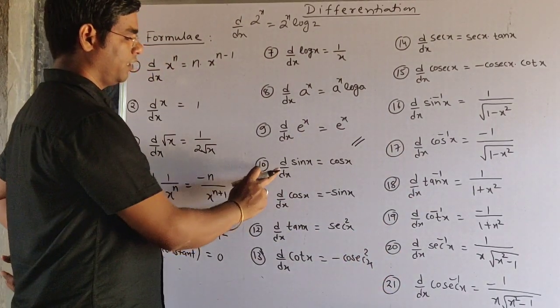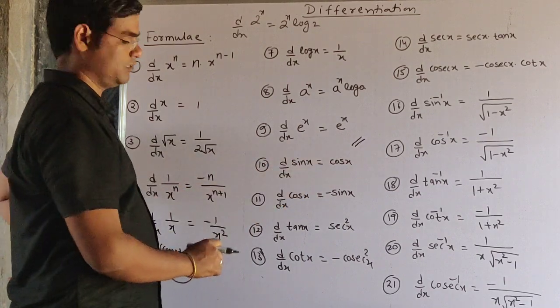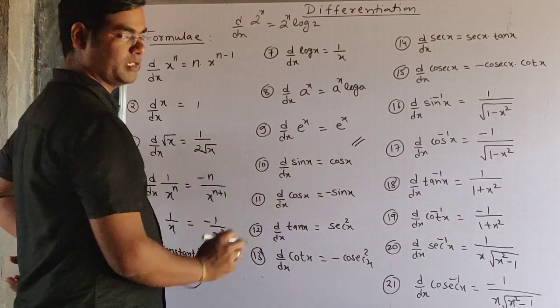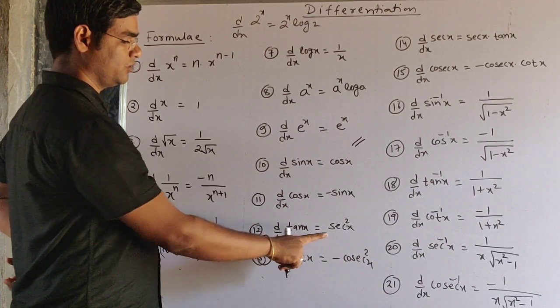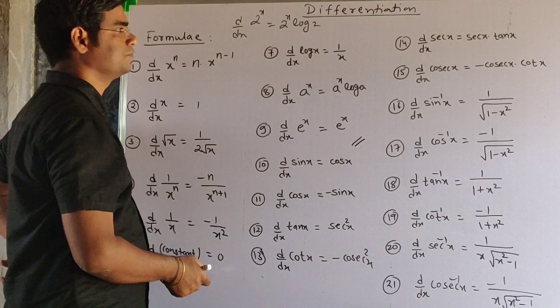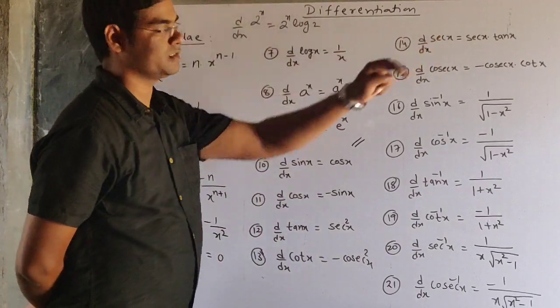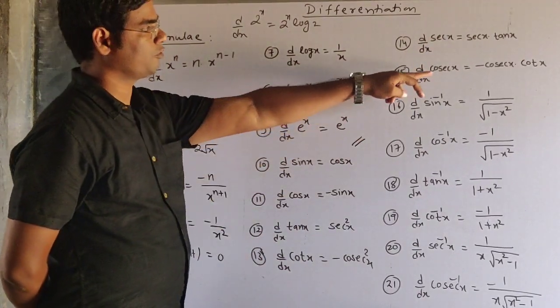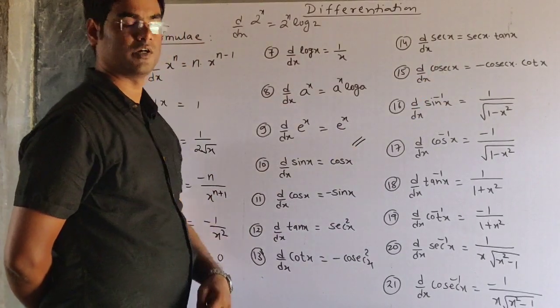Next formula is what? Trigonometric formulae. Derivative of sin x is what? Cos x. Derivative of cos x is minus sin x. Derivative of tan x is what? Sec square x. And derivative of cot x is what? Minus of cosec square x. Derivative of secant x is what? Sec x into tan x. Derivative of cosec x is what? Minus cosec x into cot x.